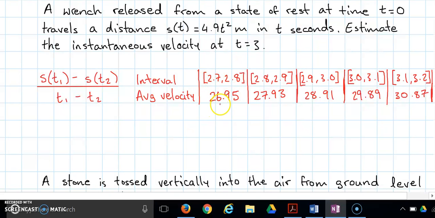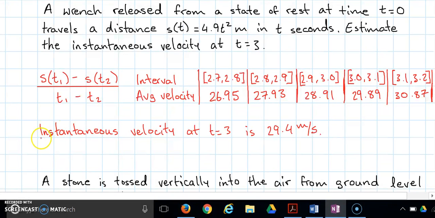From when t equals 2.7 to 3, we can see that the average velocity is increasing, and from 3 to 3.2, the average velocity still increases. But at 3, we can see that the average velocity is between 28.91 and 29.89. Therefore, we can see that the instantaneous velocity at t equal to 3 is 29.4 meters per second.